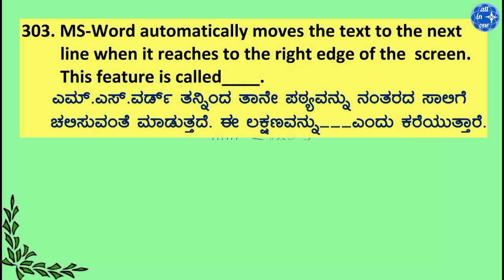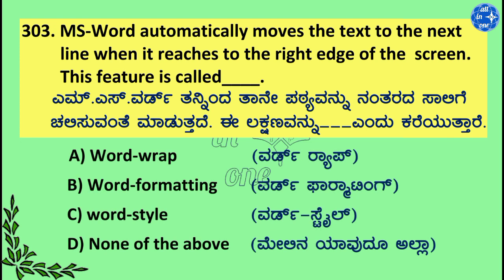Question: MS Word automatically moves the text to the next line when it reaches the right edge of the screen. This feature is called dash. Option: word wrap, word formatting, word style, and none of the above. Right answer is word wrap.